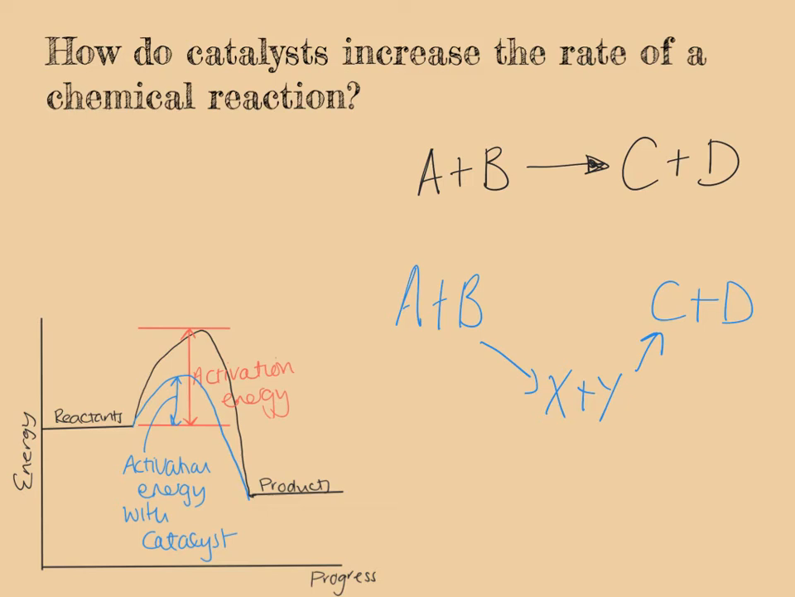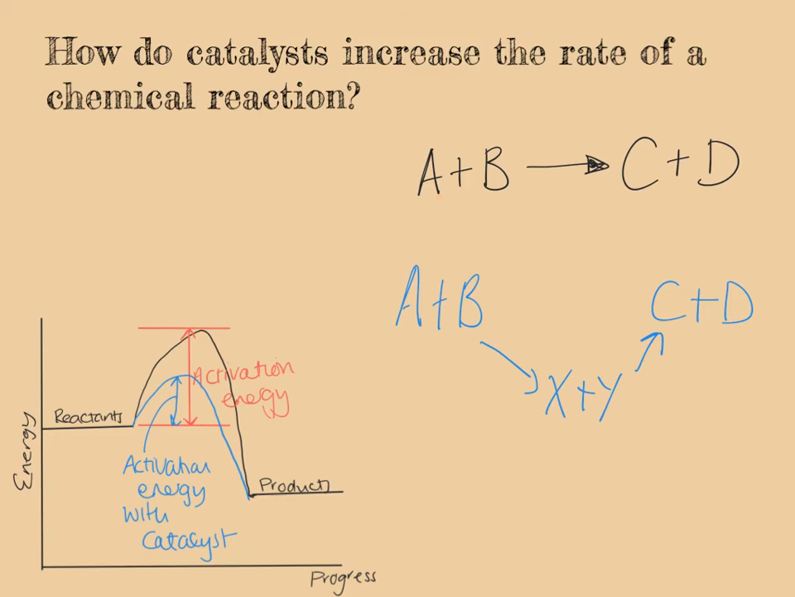Doesn't really matter what we're calling them at the moment. But you can see that we're still overall going from A and B and ending up with C and D. So we're still doing this reaction, but we've gone via an alternative route. And sometimes when you do that, an alternative route will have a lower activation energy than a direct reaction.